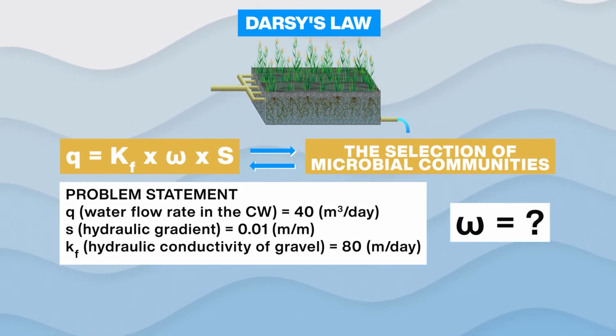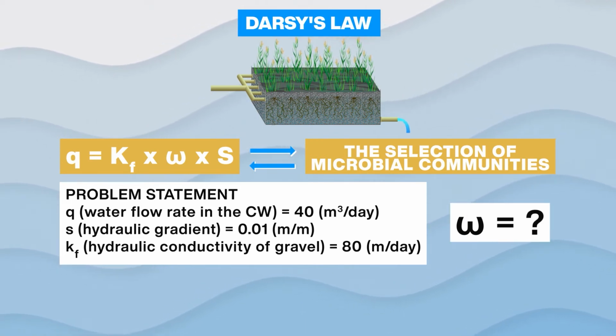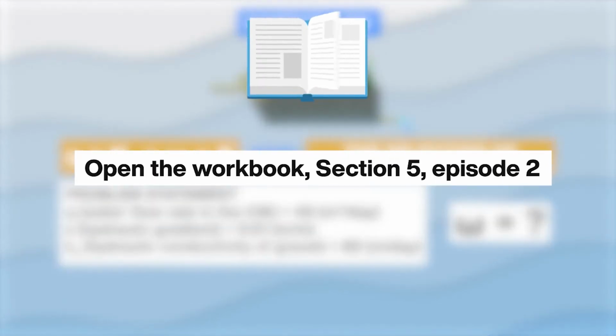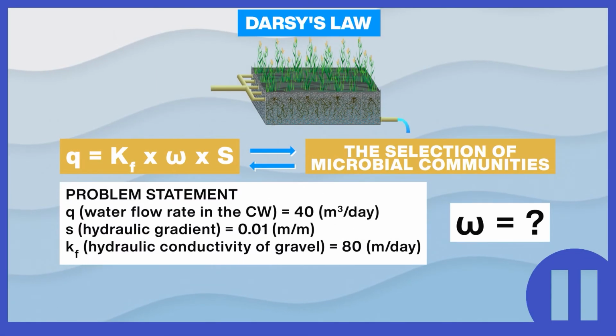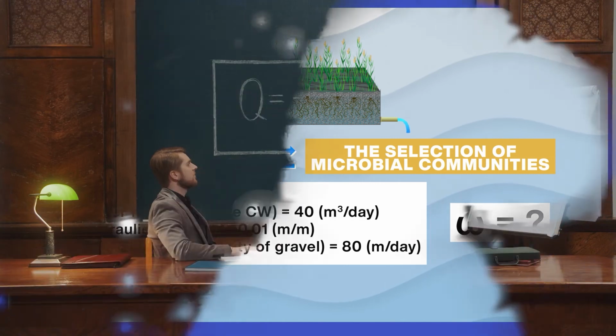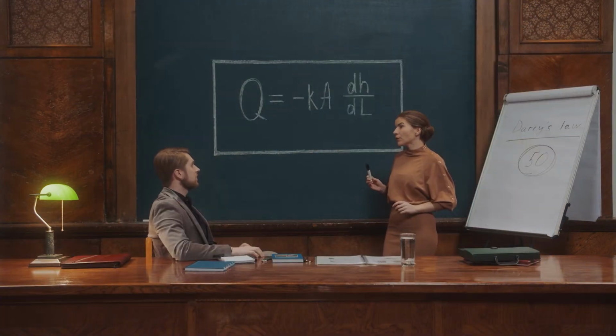Am I going too fast? No, but please give me 2 minutes to calculate. I have the answer, Professor. The cross-sectional area of a wetland is 50 square meters.